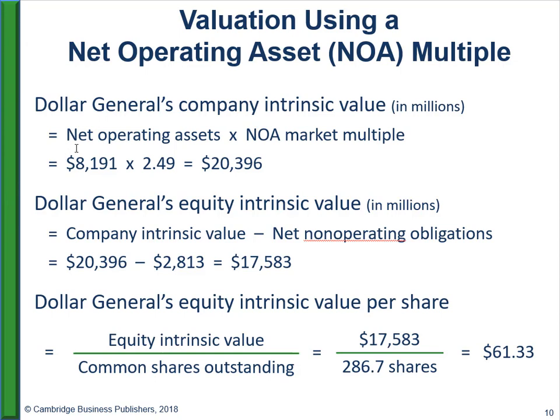We're going to take Dollar General's net operating assets times the market multiple of 2.49 to compute an equity intrinsic value, or an enterprise value, excuse me, of $20,396,000. Now, to get back at the equity value, we have to subtract off the net non-operating obligations. So we'll take the enterprise value of $20 billion, subtract net non-operating obligations of $2.8 billion to get an equity value of $17.5 billion. Dollar General's equity value of $17.5 billion divided by shares outstanding yields a share price of $61.33.